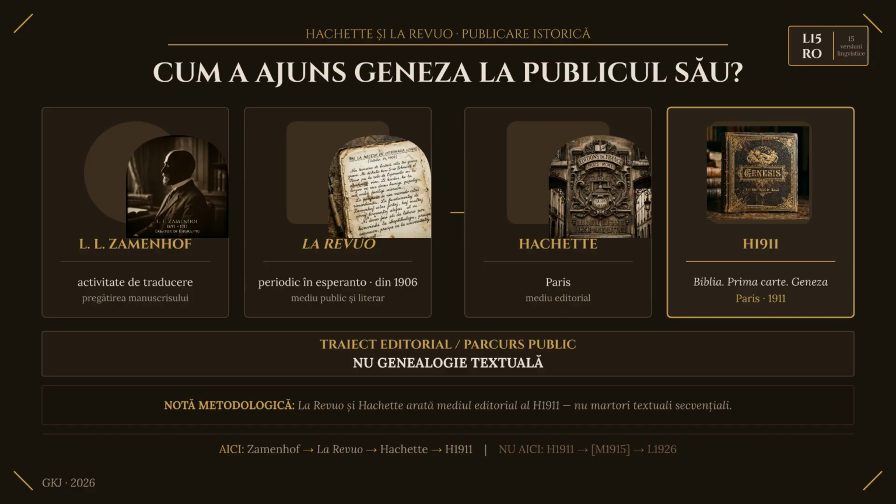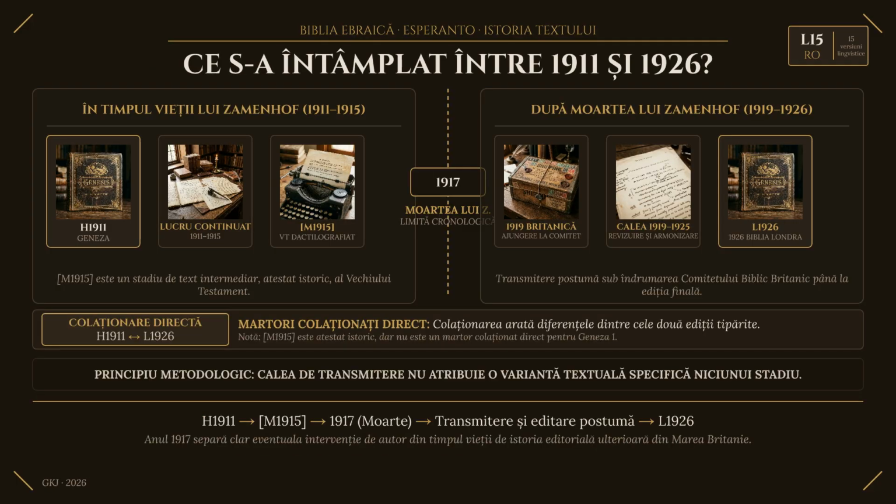How did Genesis reach its public? We observe a path from Zamenhof's manuscript through the La Revue periodical and the Hachette publisher to the 1911 publication. This is an editorial trajectory, not a textual genealogy. Between 1911 and 1926, the text underwent significant history. We separate the authorial period during Zamenhof's life from the post-1917 period, when the British and Foreign Bible Society took over, leading to the 1926 London edition.